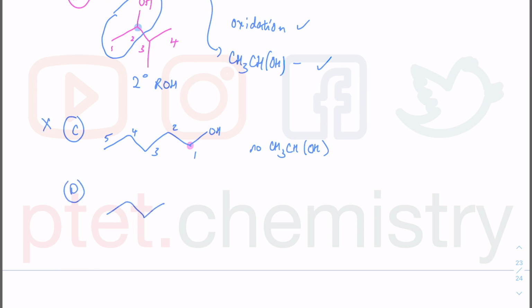How about D? D is pentan-3-ol, so you should be able to sketch the skeletal formula very easily. The same thing, there's no CH3CHOH. This is CH3CH2, CH3CH2, so C and D cannot be the answer, and the answer must be B. Moving on to the next question, question 27.